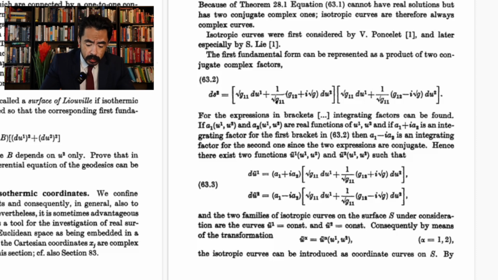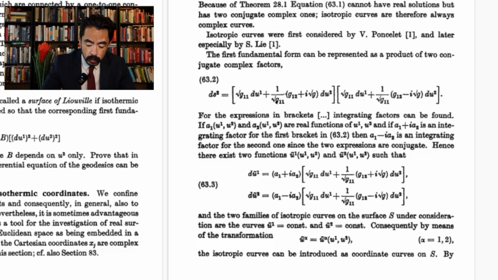For the expressions in square brackets, integrating factors can be found. If a_1(u1, u2) and a_2(u1, u2) are real functions of u1 and u2, and if a_1 plus i a_2 is an integrating factor for the first bracket in the previously given relation for ds squared, then a_1 minus i a_2 is an integrating factor for the second one, since the two expressions are conjugate.